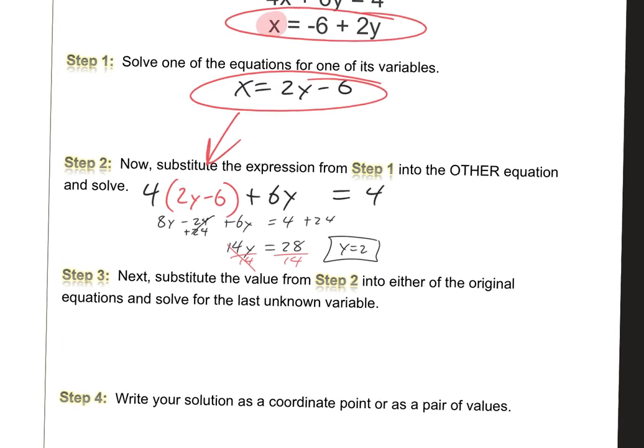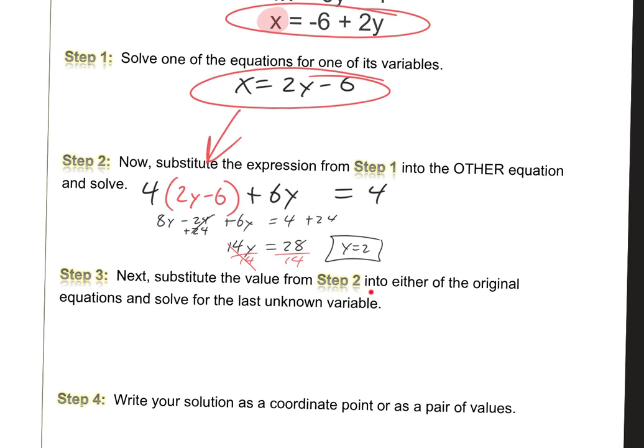It says next, substitute the value from step 2 into either of the original equations and solve for the last unknown variable. I like to plug it into the one where I've already solved for x because it'll just give me my answer really easily. So since I already know that y is 2, I'm just going to plug this right back into y right there. And I'll be all set. So watch what I do.